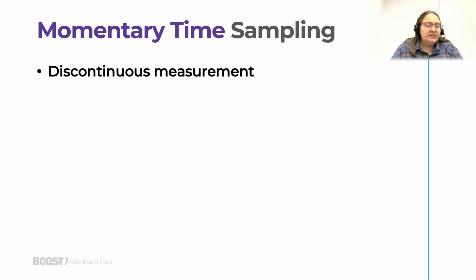What is it? Well, it is a type of discontinuous measurement approach. So remember, discontinuous measurement is just trying to get a sample of the data. Maybe you don't have enough time or the availability to collect continuous data all the time. Momentary time sampling and other discontinuous measurement procedures are just trying to get a sample of how often this behavior may be occurring. So it's just an estimate, if anything.